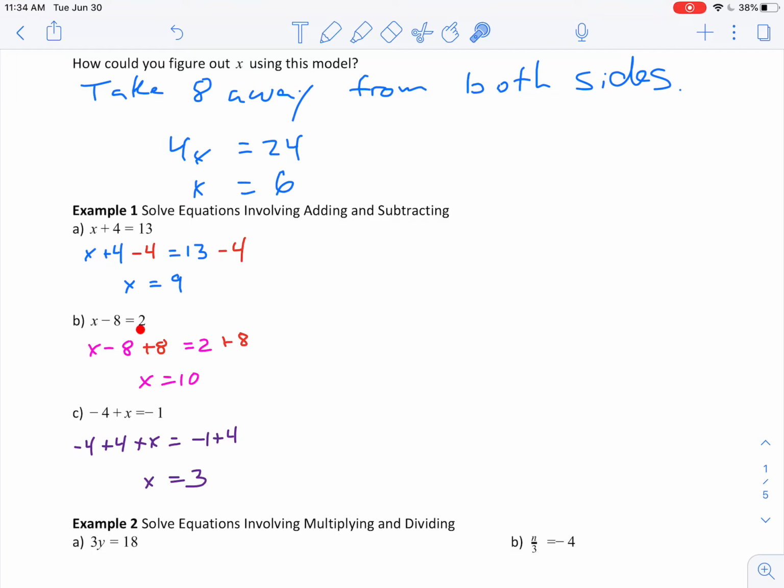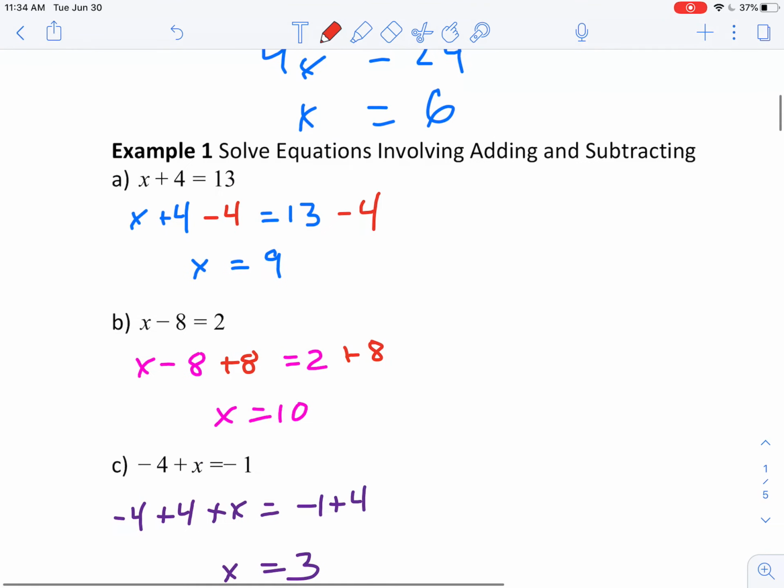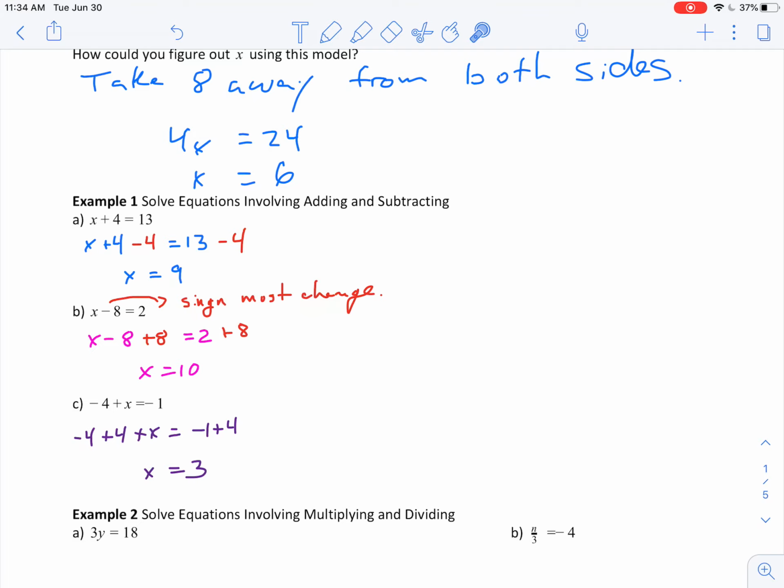x minus 8 is equal to 2. How do I solve this? Well, I need to get rid of this negative 8, so I need to isolate x, or have x alone. If I take the 8 and bring it over to the other side, the sign must change. So if it was a negative 8, it is now a positive 8, and we can see that here. So then I have x by itself, and then 2 plus 8 is equal to 10. Either way that you want to look at it is an acceptable way to do it.